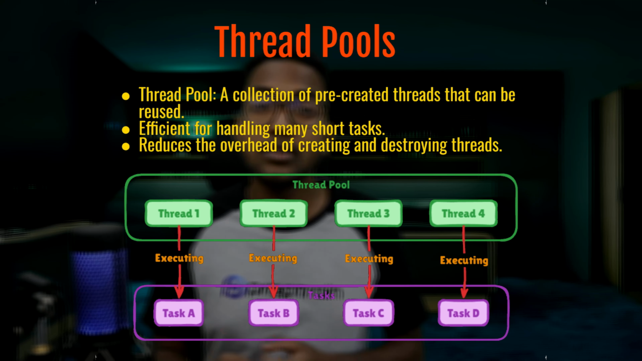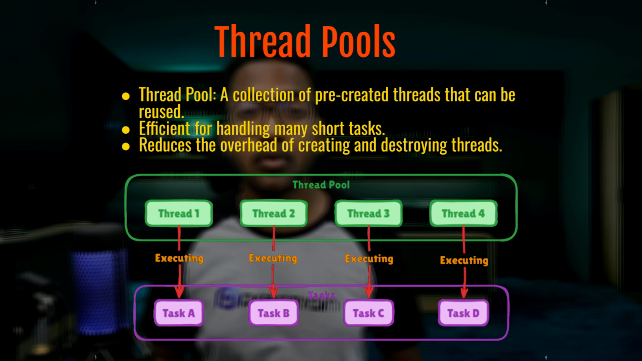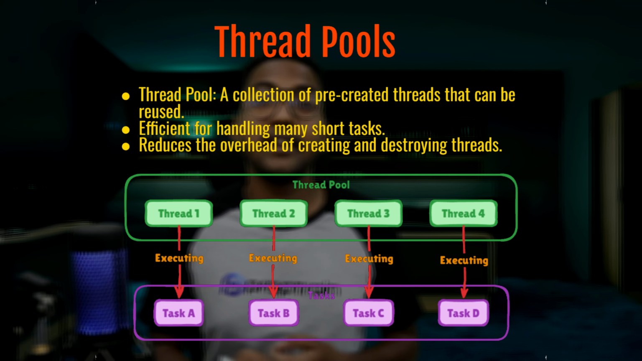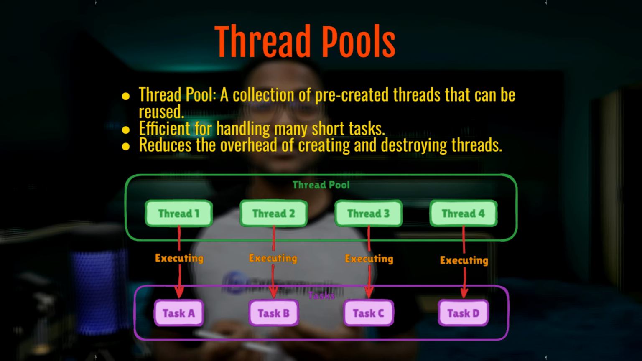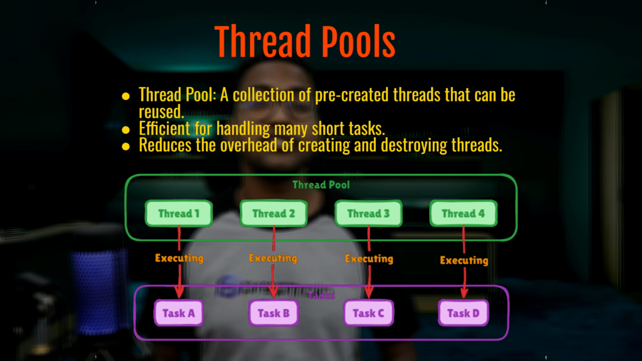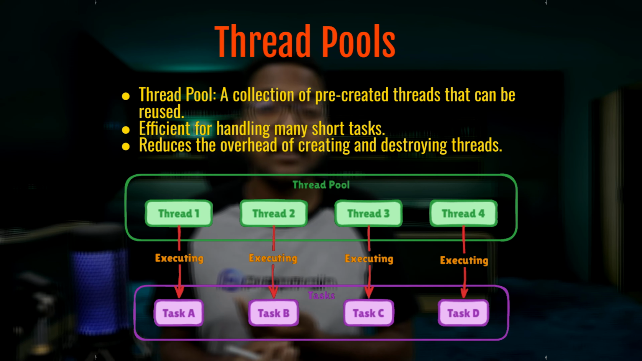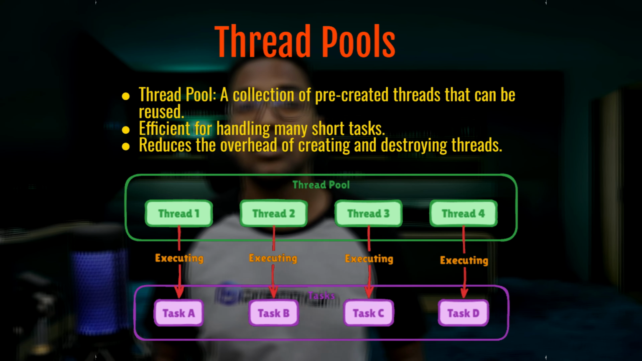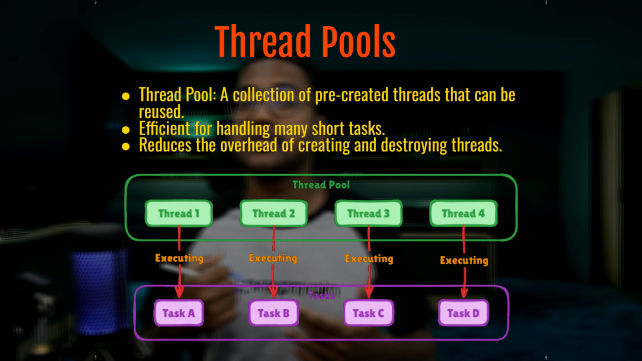So a thread pool solves this problem by keeping a set of threads alive and ready to be used. This reduces the overhead of constantly creating and destroying threads, making your application much more efficient, especially when handling short, frequent tasks. Thread pools are commonly used in web servers.